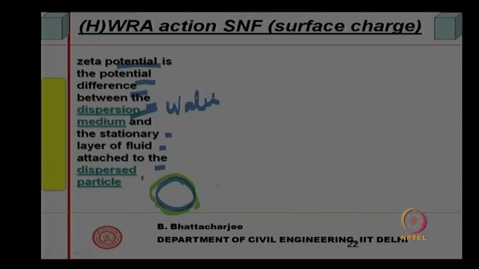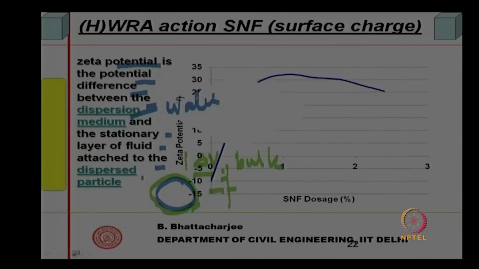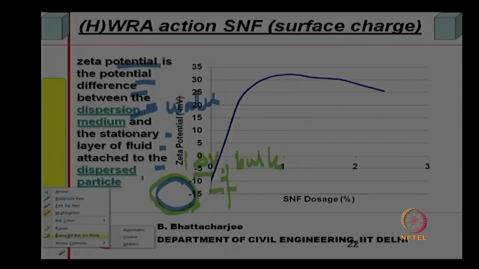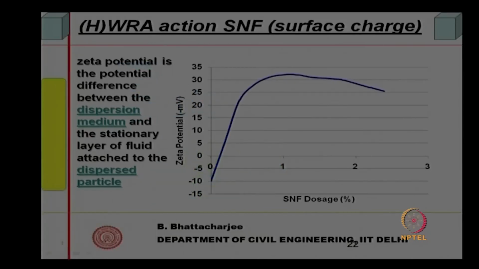So, this water layer and the potential of the bulk water here, this difference is called zeta potential. Zeta potential is the delta V across the bulk dispersion and the one layer attached here. That is, by definition, the zeta potential. If you measure it, it is observed that as SNF dosage increases, the zeta potential is negative. Remember, this is negative because the potential is negative on the surface.